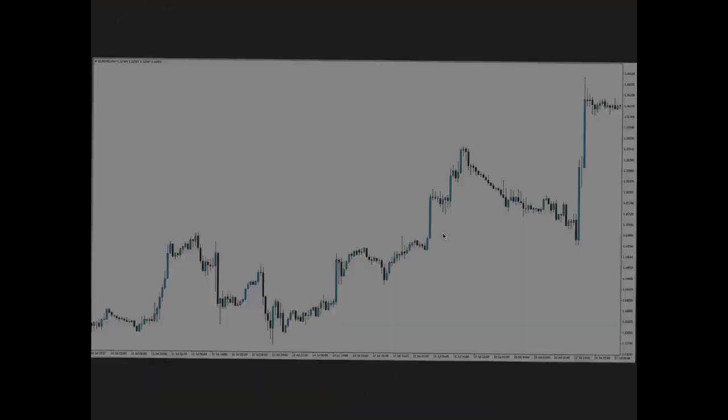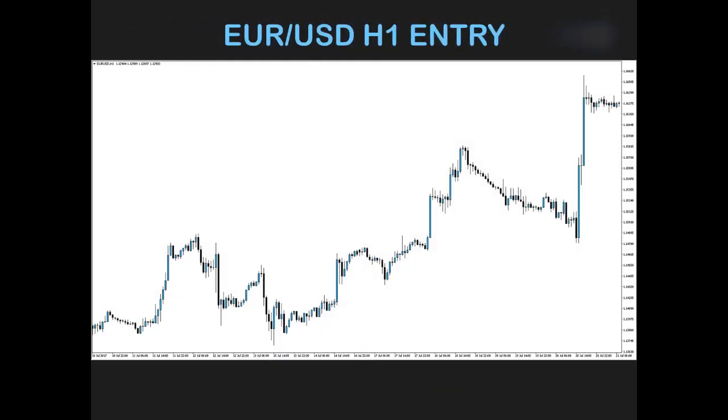So what we're going to do is drop down to a chart. Oh, sorry, this is an H1 chart, because that was a daily bias. Now with a daily bias, you can be looking at an H1 for an entry or an H4. I'm going to show you examples of both here, but we're going to look at an H1 first. And this is the area where we said we were going to be looking for bullish setups.